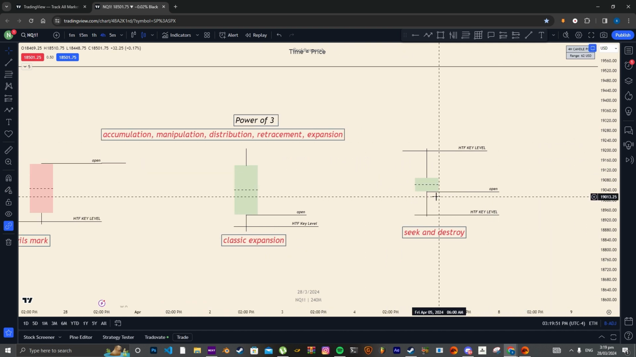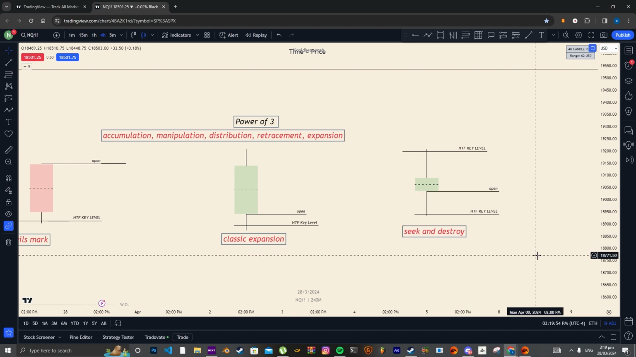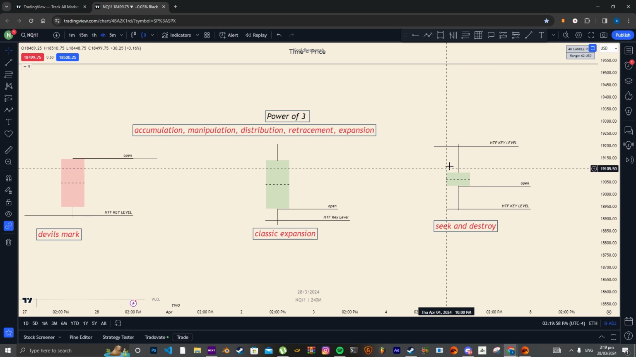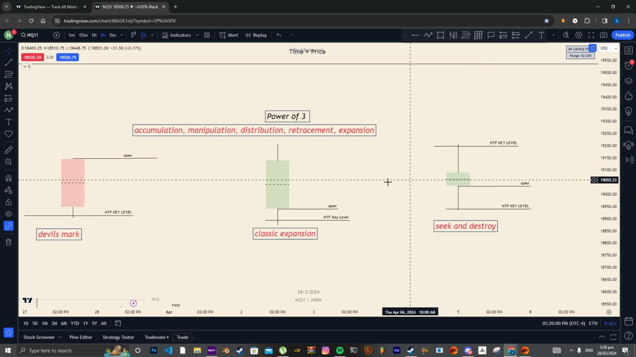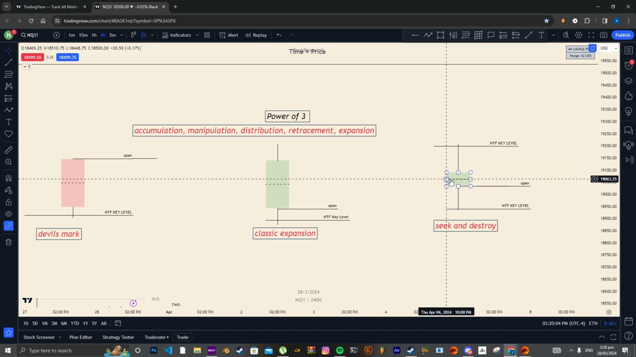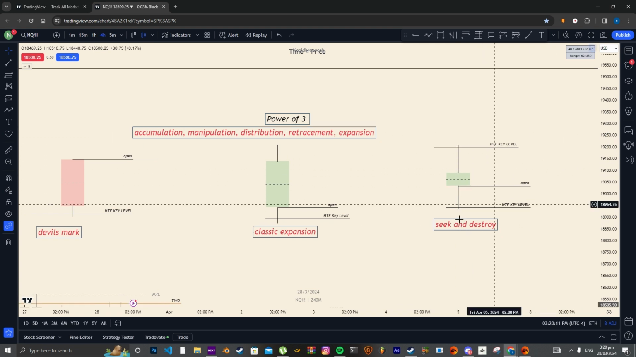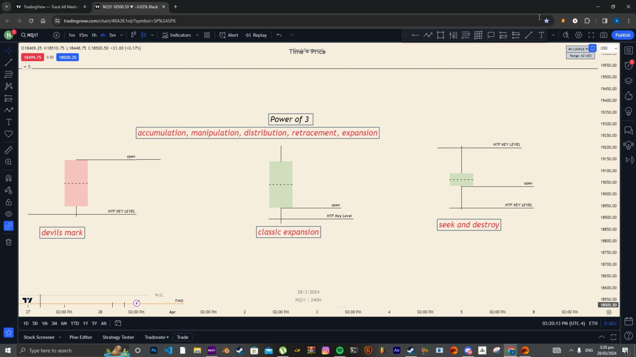And then you have your seek and destroy conditions, which you likely would want to stay out of. This is when we have 2 high time frame key levels, and we've already swept London highs and Asia highs, and London lows and Asia lows. Then you can see your open prints a small body but large wicks, because it's meant to trap traders on either side of the market to birth accumulation, then to continue up into expansion.